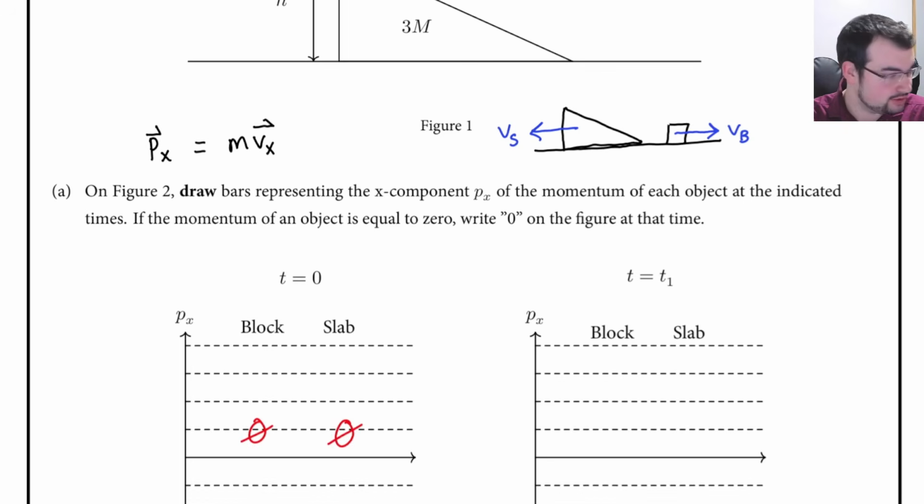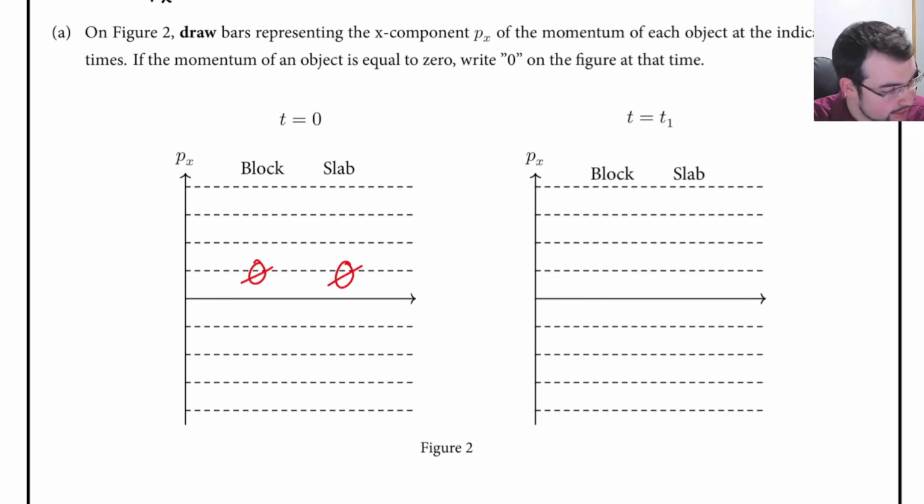So what that allows us to do is, I don't really care what's happening with their actual magnitudes. I just know that the block must be gaining some momentum in the x direction, and the slab must be gaining an equal amount of momentum in the minus x direction so that we get this cancellation to happen.